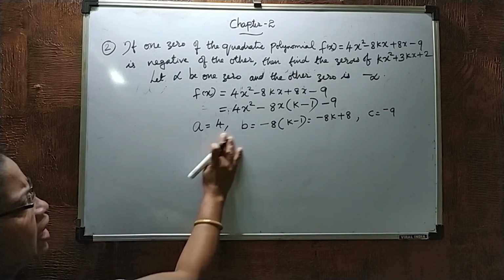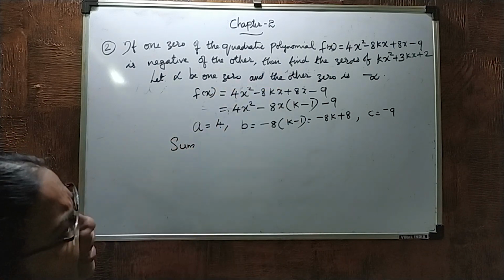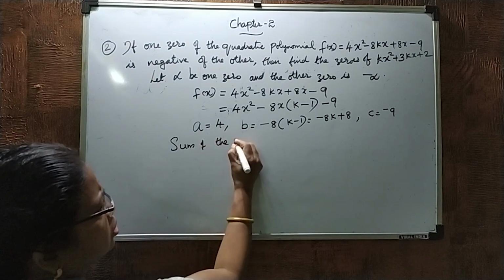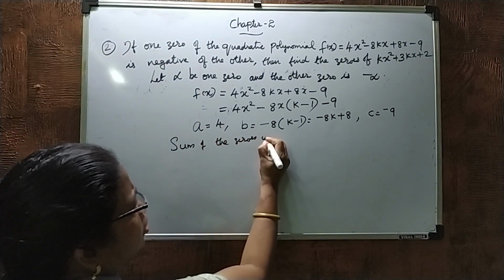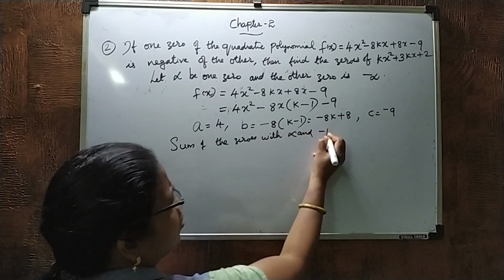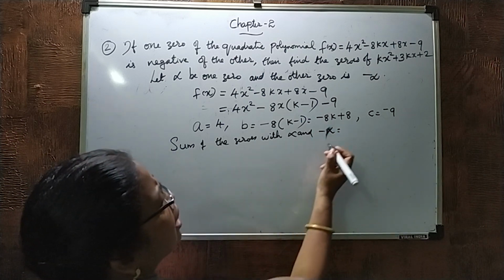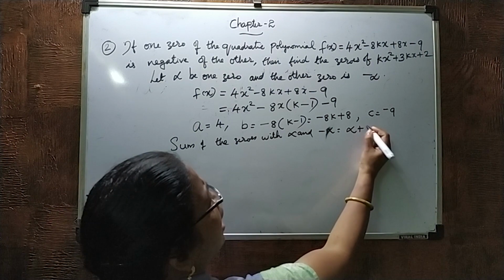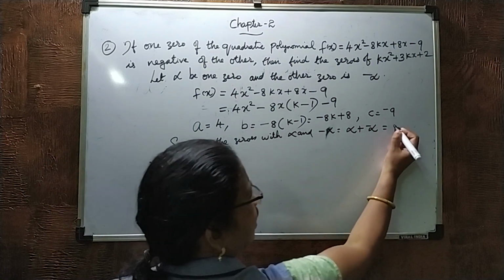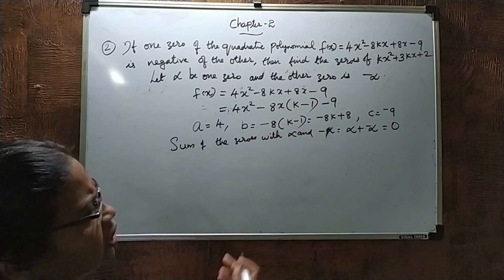Now we have to find the sum of the zeros. First we find it with alpha and negative alpha. What is the sum of the zeros with alpha? That means the sum will be alpha plus negative alpha. What will alpha plus negative alpha be? You will get the answer 0. 1 plus negative 1 is 0. So here we will get 0.